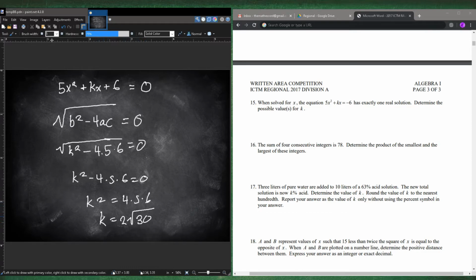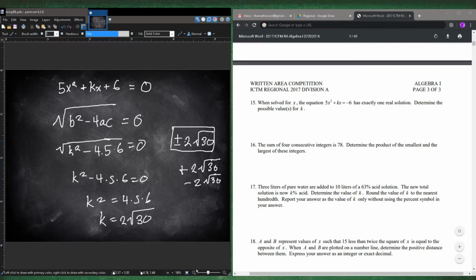But remember, this is k, right? We square rooted, so we have to remember it's plus or minus, because k could either be positive 2 square root 30 or negative 2 square root 30. Sometimes when you have these answers, you might want to plug them in to make sure both of them work, because sometimes there are extraneous solutions. So maybe the negative 2 square root 30 might not work. But you could just write down plus or minus 2 square root 30. And that's the answer for number 15.